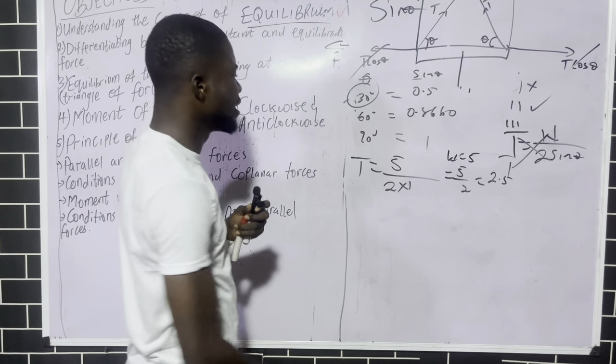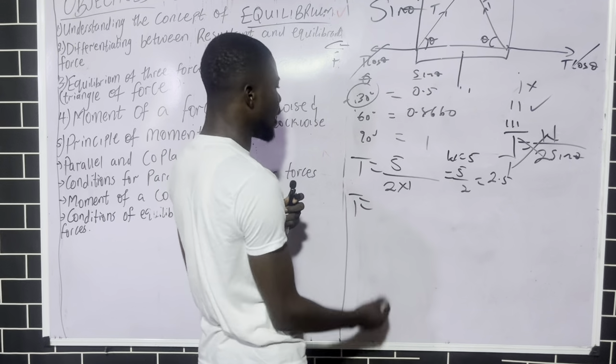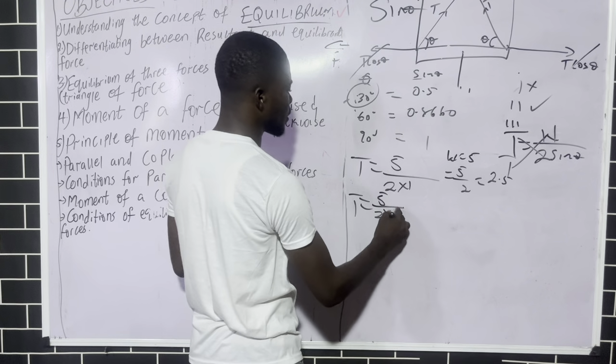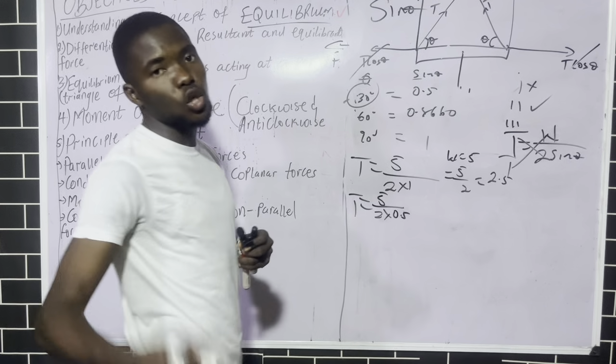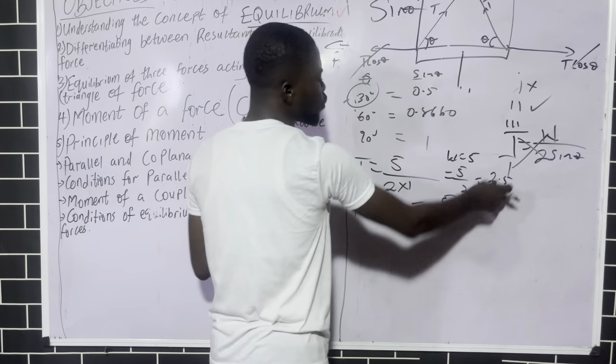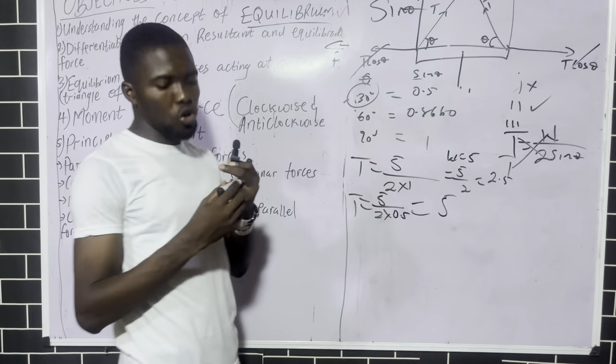Now let's take the lowest angle, 30 degrees. If theta is 30 degrees, we have T equal to 5 over 2 times sine 30. Sine 30 is 0.5, right? 2 times 0.5 is 1. 5 divided by 1 will give us 5. Between 5 and 2.5, which one is maximum? 5, right? So you see that 3 is wrong.